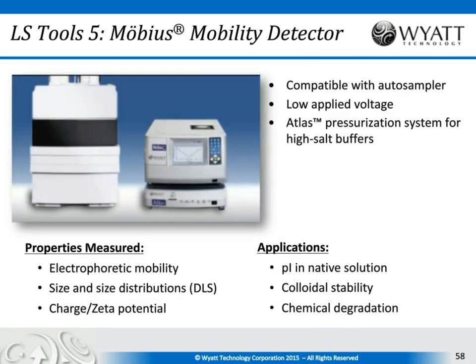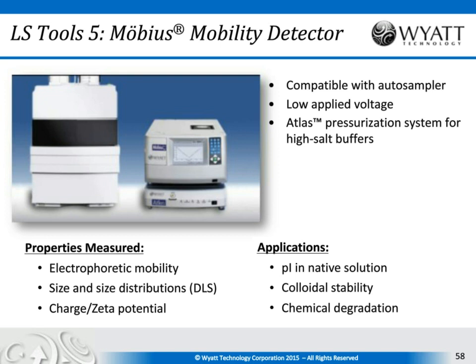The last tool I'll be talking about is the Mobius, which is an electrophoretic mobility detector. It measures electrophoretic mobility. It also measures size through dynamic light scattering. The combination of those will give you charge and zeta potential. And you can use it to assess pI in native solution, as well as the impact of molecular charge, or zeta potential, on colloidal stability.